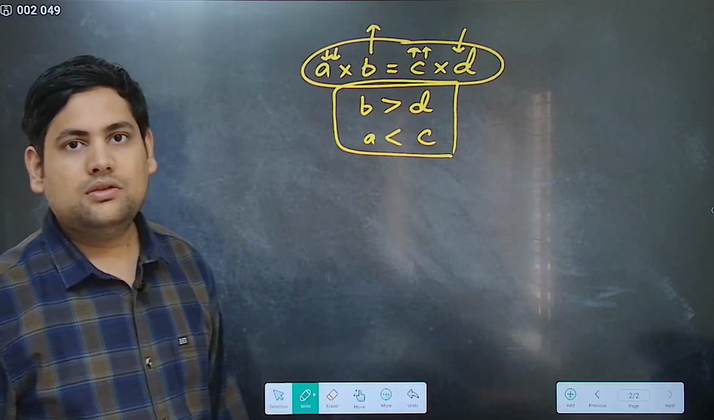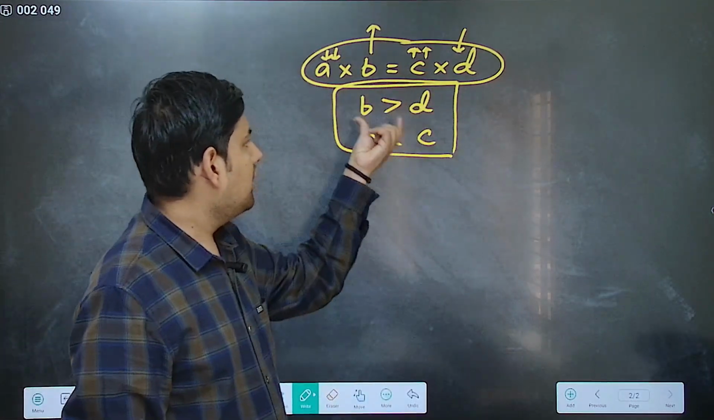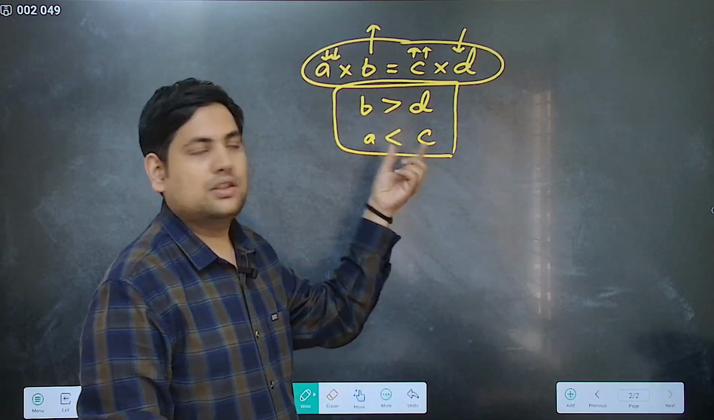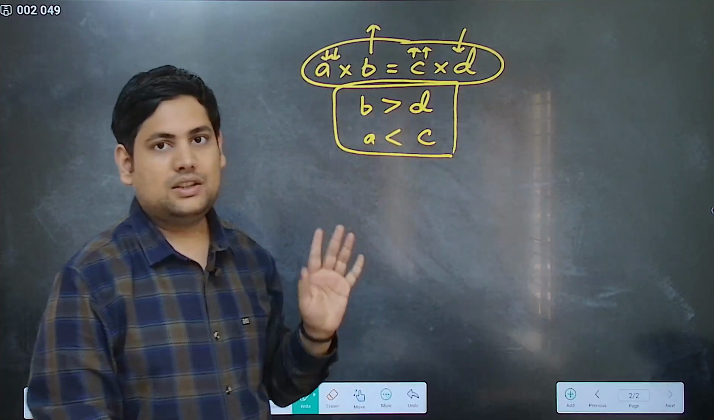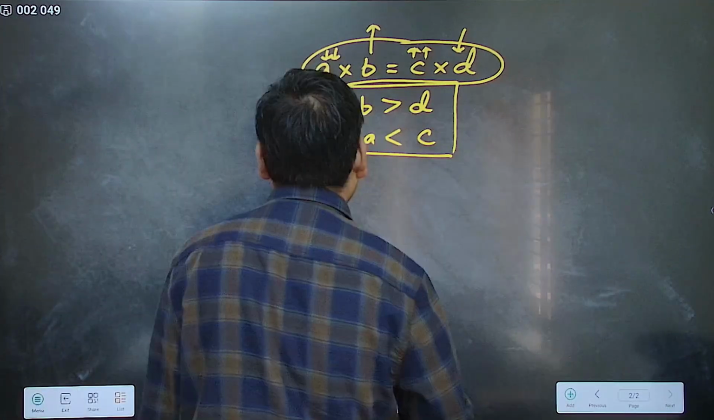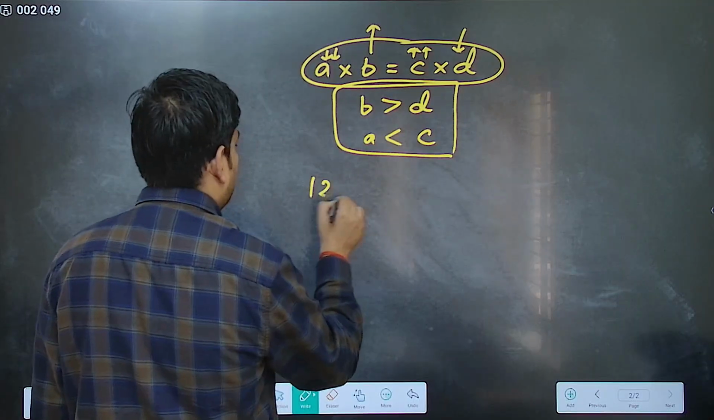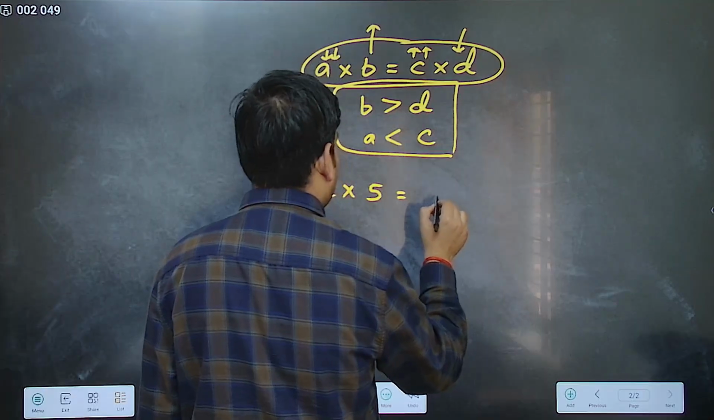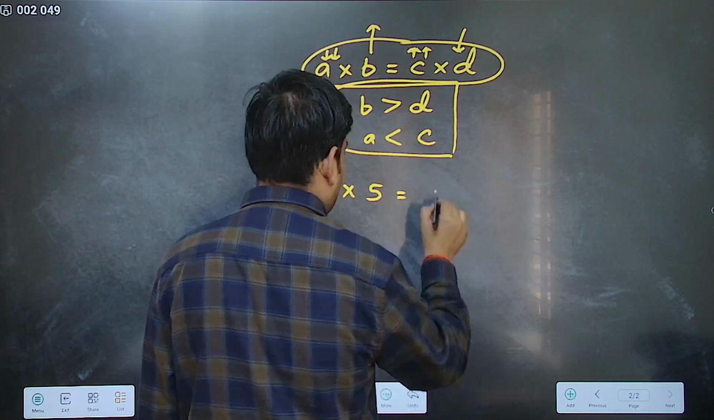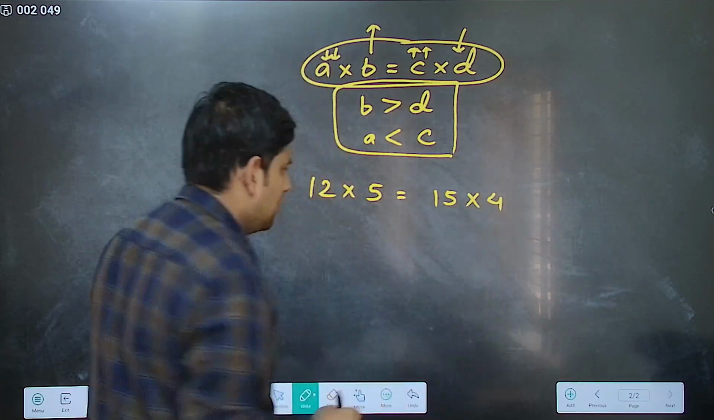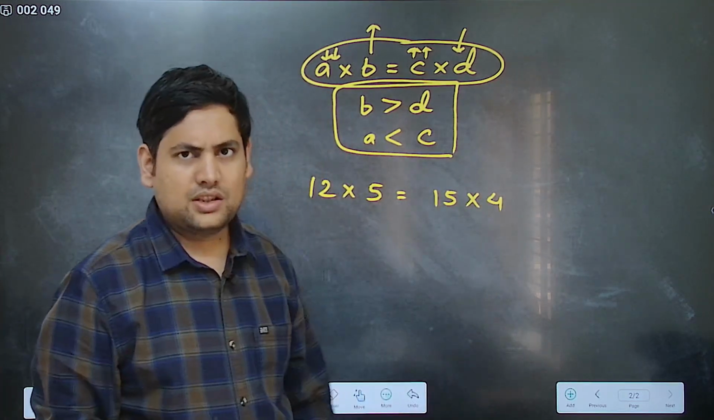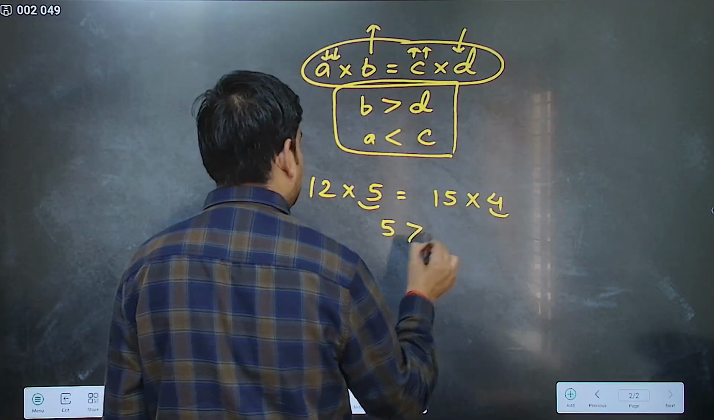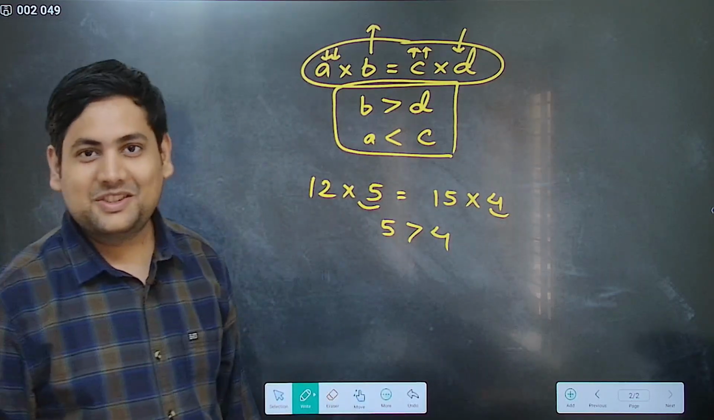First thing is this, that you understand, that if B is greater than D, then when you are comparing A and C, the signs will be exactly reverse. So if B is greater than D, then A will be less than C. For example, let's do this. 12 into 5 is equal to 15 into 4. This is correct. 12 fives are 60, 15 fours are 60. Now let's compare 5 and 4. So 5 is greater than 4. Of course you know this.